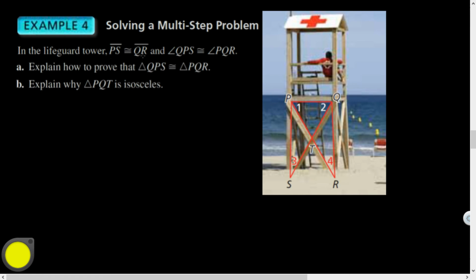All right, this one's actually a little bit intertwined, a tad. It says in the lifeguard tower, PS is congruent to QR. So these are congruent. And QPS, so this entire angle, is congruent to PQR, this entire angle. Explain how to prove that these two overlapping triangles are congruent.